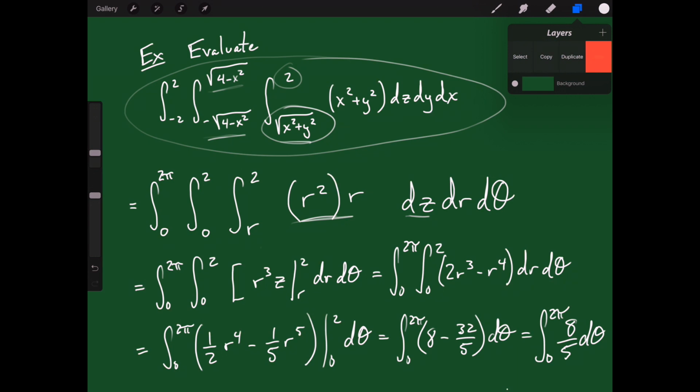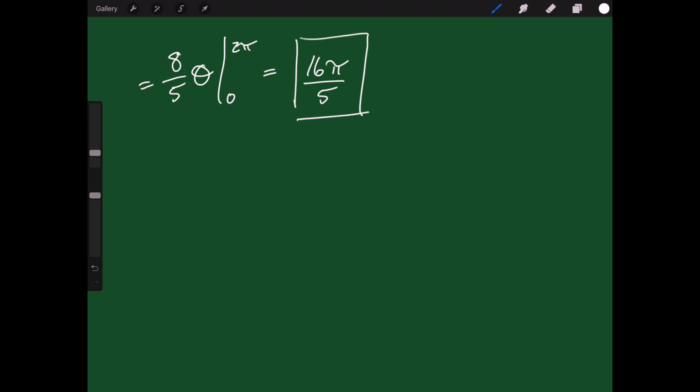Let's complete this on the next page. So I can take the antiderivative and I just get 8 fifths theta evaluated from 0 to 2 pi. Plug in the 2 pi and I get 16 pi over 5. And if I plug in 0, I get 0. So I just end up with 16 pi over 5 as my answer. Okay, so that gives you a good handle on cylindrical. You're certainly ready to try some problems on cylindrical, and now we need to start talking about spherical coordinates.